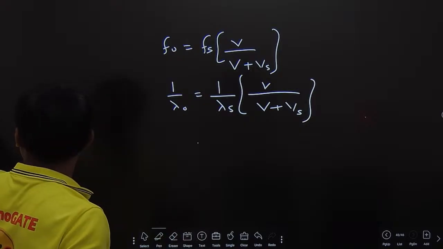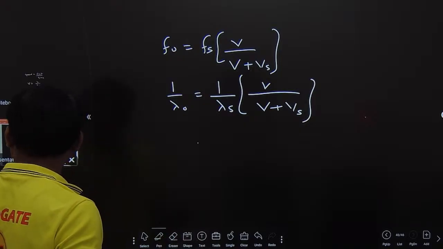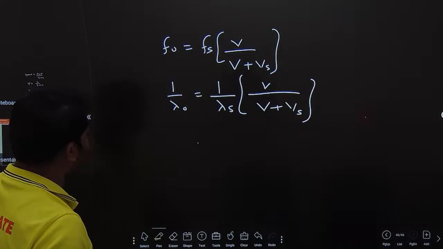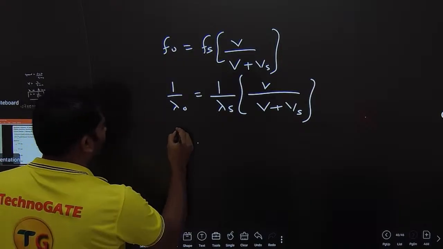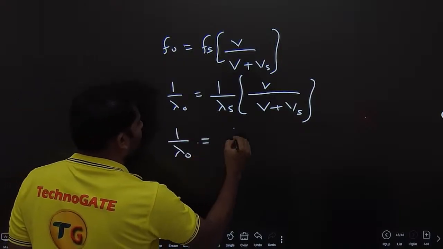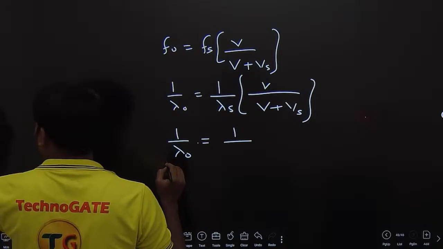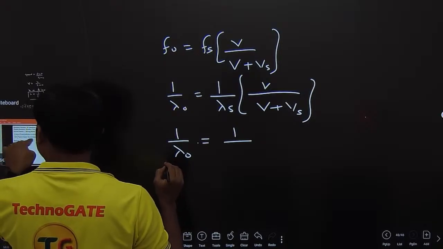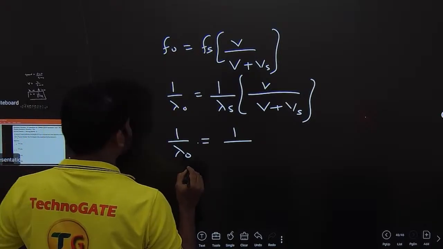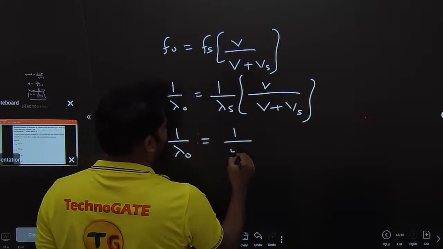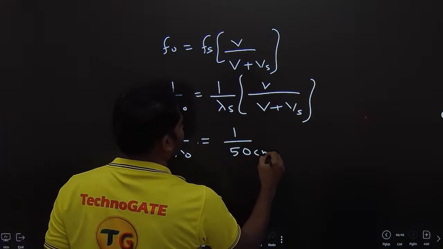And in this question they are expecting us to get the wavelength of the sound heard by the observer. We need to get lambda naught only. 1/lambda naught is equal to 1/lambda s. Lambda s is the wavelength of the source, which is 50 centimeters. Anyway, since it is a ratio, I will keep it as 50 centimeters.